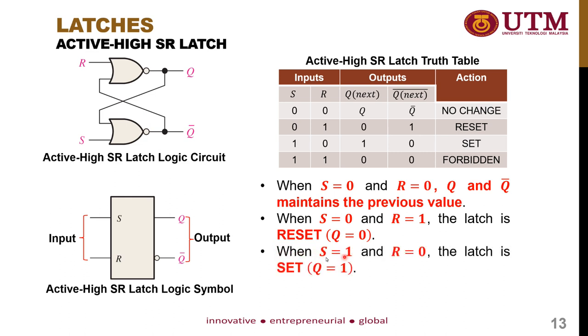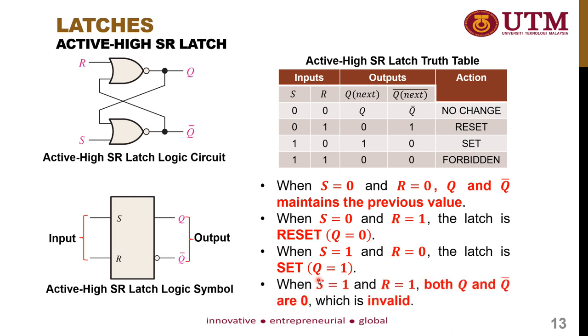When we set S equal to 1 and R equal to 0, the latch is in set mode. How to prove that? We observe the output of the active high SR latch. When we see the value of Q equal to 1, it means that the latch is in set mode. When S equals 1 and R also equals 1, both Q and Q bar are 0. So it is invalid because the values of Q and Q bar must complement each other.